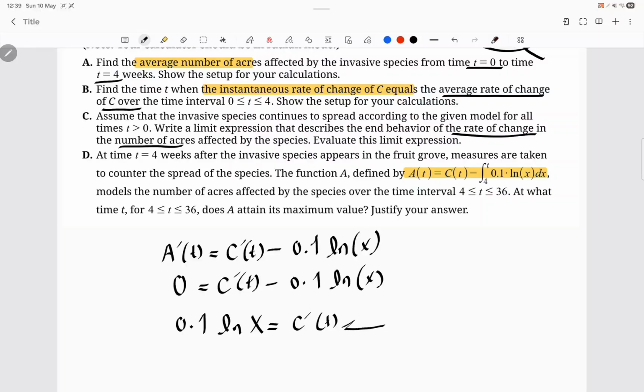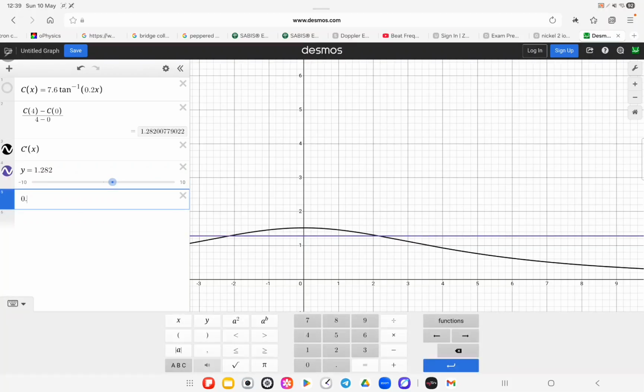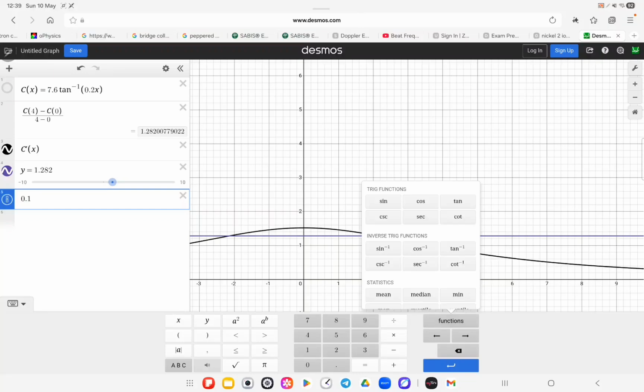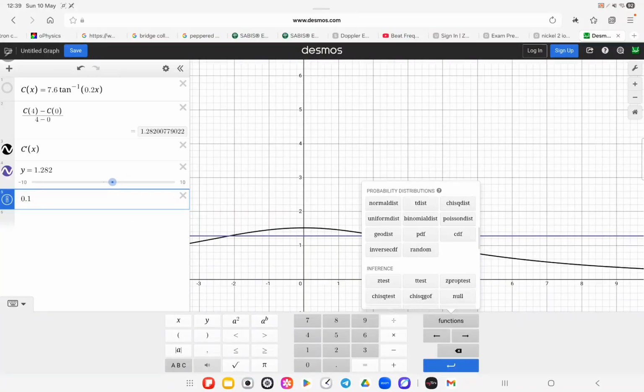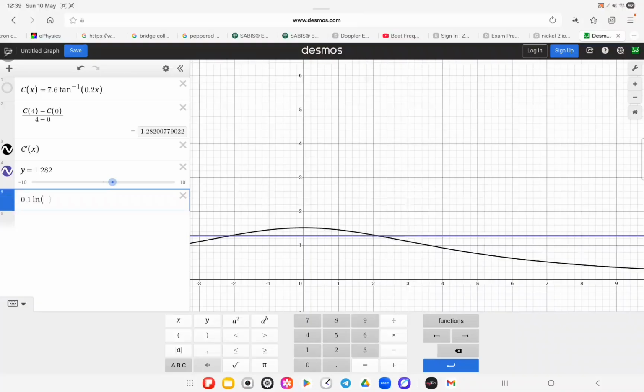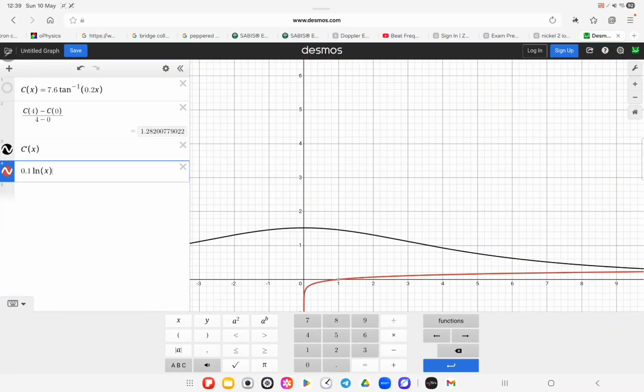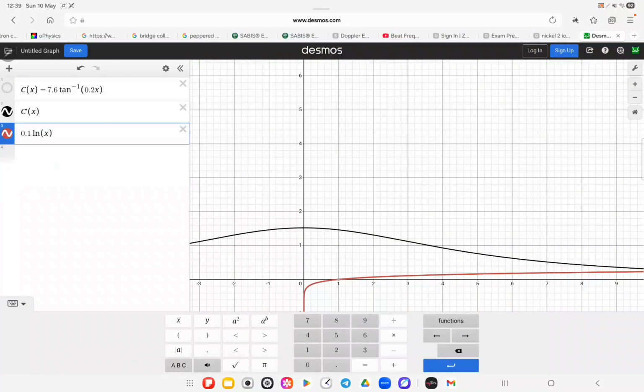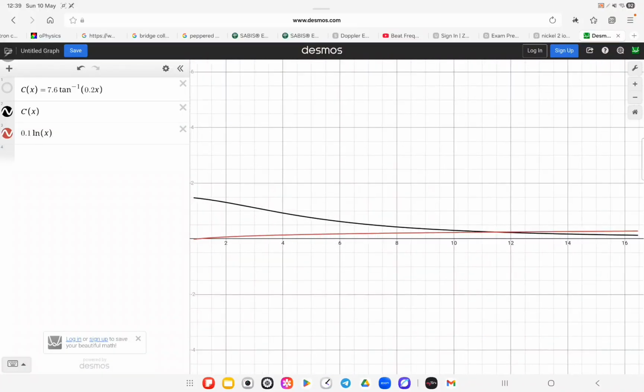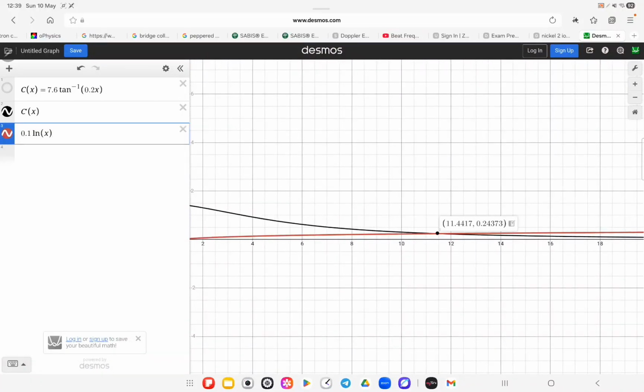Let's see where they will intersect. So now we're going to say 0.1 ln of x. Okay, let's see where it intersects with the c prime of t. We don't need this line anymore. We don't need this anymore. So now let's see where they intersect. And they do intersect pretty clearly here at 11.441.